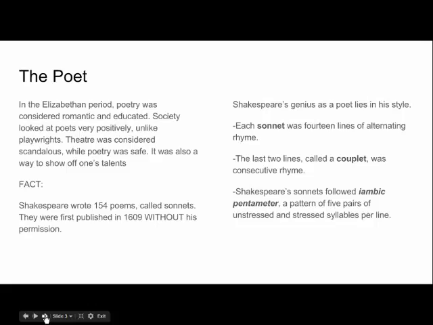of alternating rhyme. The last two lines of a sonnet, called a couplet, was consecutive rhyme. So both lines would end with the same rhyme itself. Shakespeare's sonnets followed what was called iambic pentameter. It's a pattern of unstressed and stressed syllables, making 5 pairs. So one stressed and unstressed together is a pair, and that would help measure what's called the meter or the rhythm. An iamb is a foot of meter, which is a stressed and unstressed syllable paired together. Penta means 5, that's your prefix, and meter is rhythm.